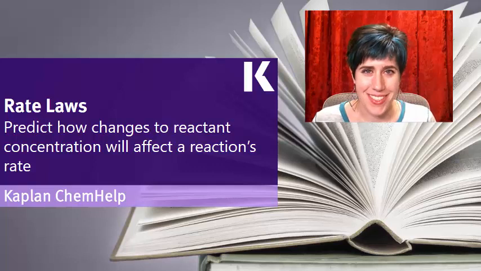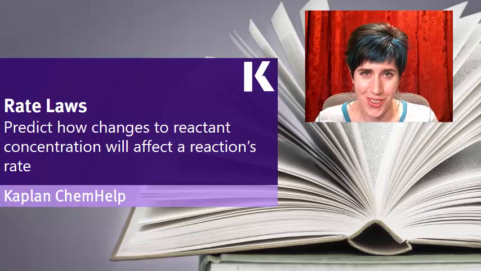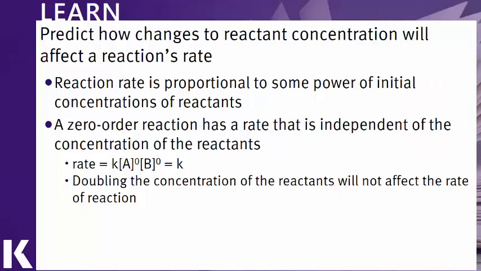Hi, my name is Justine Harkness, and in this video, we'll look at how to predict how changing the concentration of a reactant will affect the rate of a reaction. The overall order of a reaction is equal to the sum of the exponents in that rate law. Now, there are a few common orders that you'll see, and those are zero order, first order, and second order. So let's start by looking at a zero order reaction.